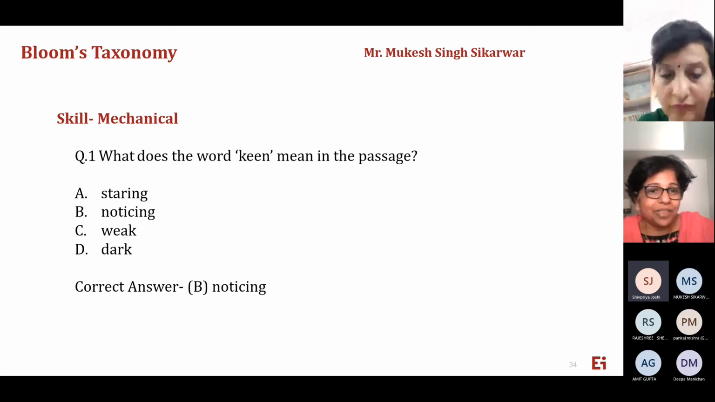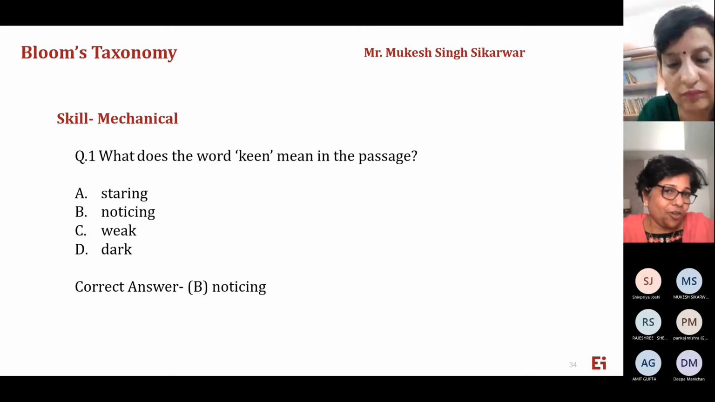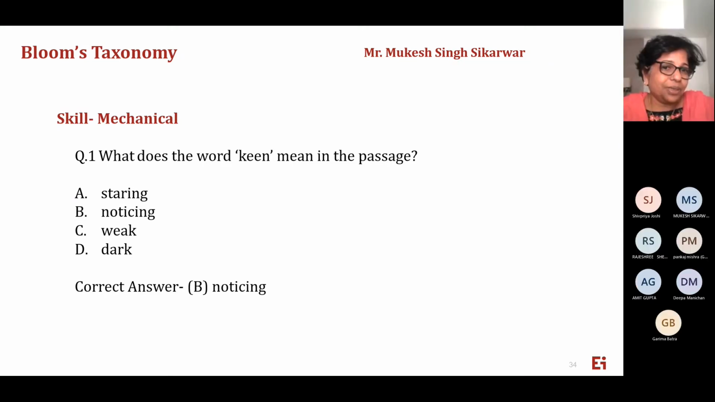Somebody asked whether the options can change the cognitive level. Suppose here in the given context, noticing is the correct answer. But suppose I had options like sharp and shining. Then it becomes a question of, okay, all these are meanings of keen, but which one should I apply to this context? But in this question, the wrong options are not other meanings of keen.